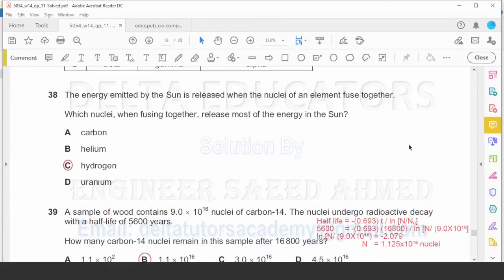Question number 38. The energy emitted by the sun is released when the nuclei of an element fuse together. Fuse together means fusion. Which nuclei, when fusing together, release most of the energy in the sun? In the sun, it is assumed that the reaction taking place is fusion, and this fusion is taking place between two hydrogen atoms. So in option C, it is given hydrogen. So our correct option is hydrogen, that is given in option C.